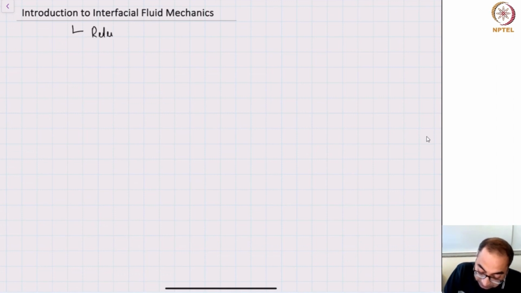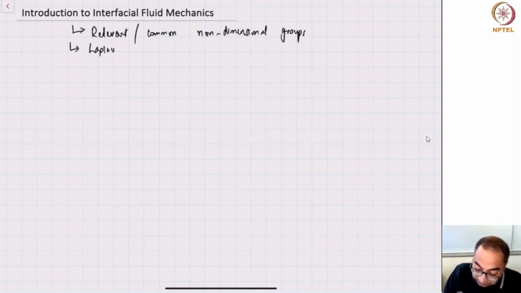We'll be looking at relevant or common non-dimensional groups. And then we'll be looking at the notion of the Laplace pressure.